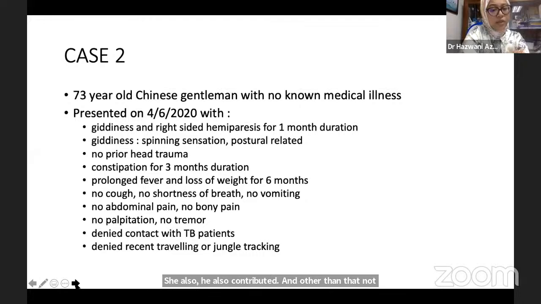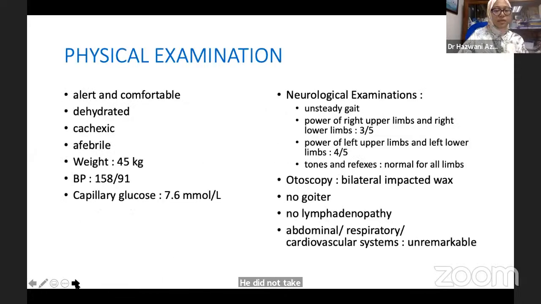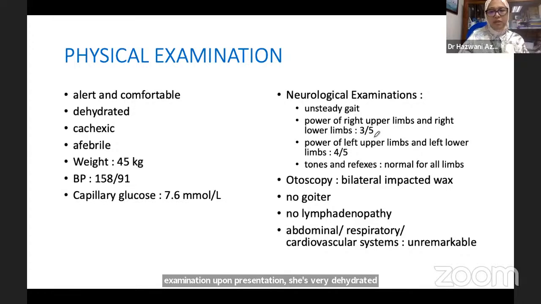He denied any contact with TB patients, denied doing any traveling or jungle trekking. For drug history, he didn't take anything. He denied taking any vitamin D or calcium supplement. From physical examination, upon presentation, he was very dehydrated and cachexic. Of course, the power is actually non-specific, it's more of weakness. Bilateral limb power is around 3 to 4.